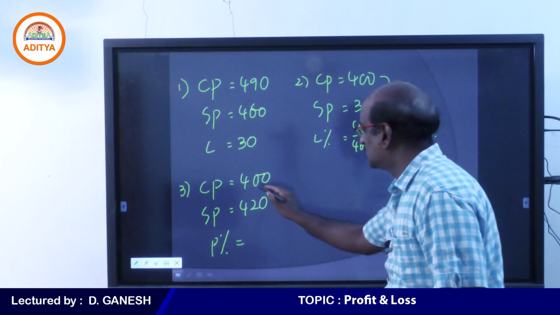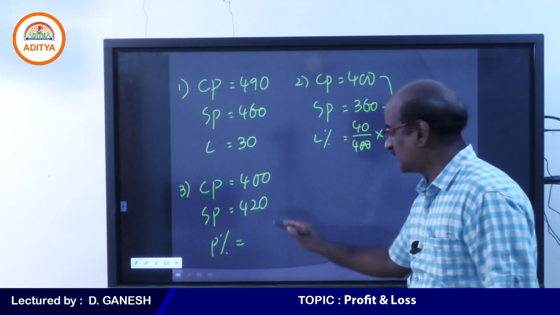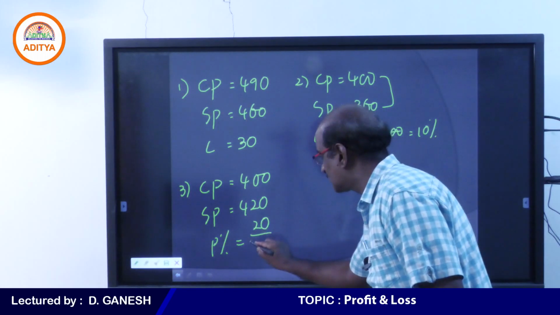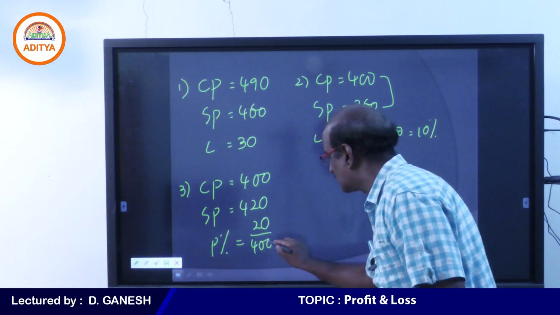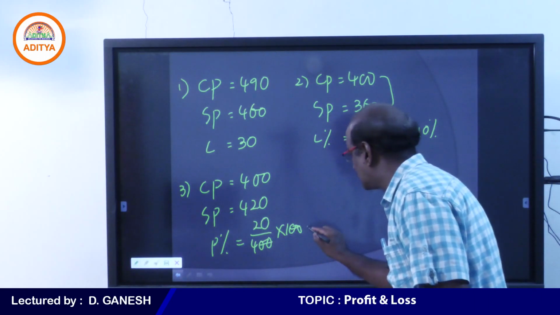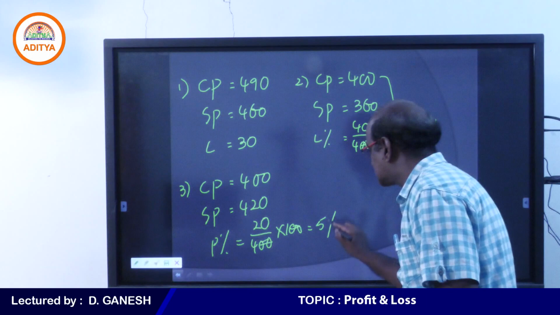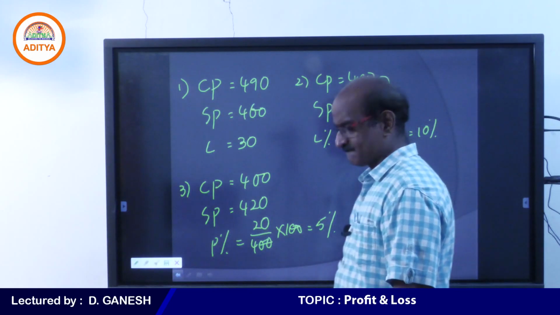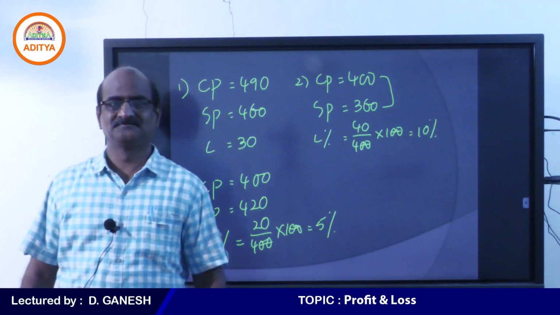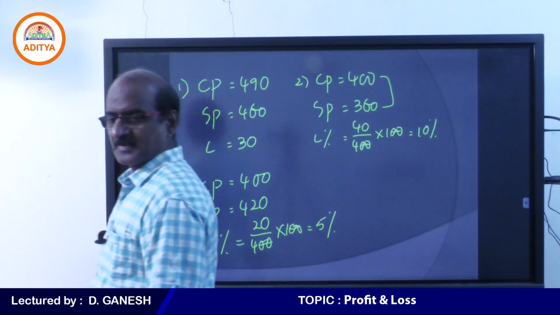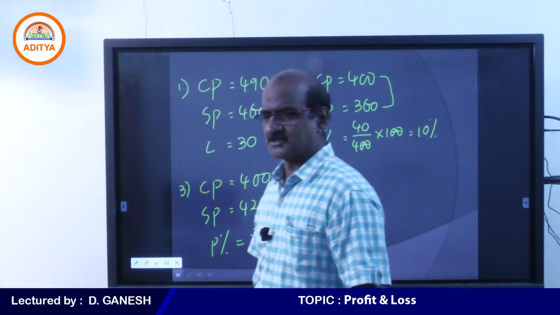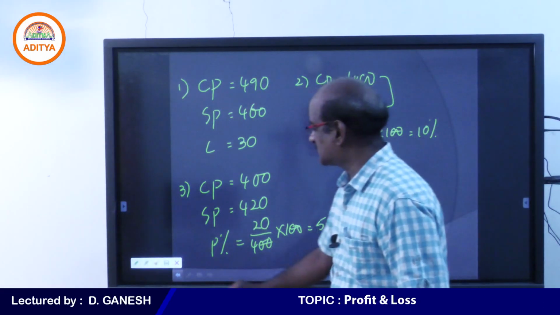Question number 3. You bought it for 400, sold for 420, there is a profit of 20. You need to compare 20 with 400. So when it comes to percentages, my dear students, you need to cancel, and hence your answer is 5%. I think there is no confusion. Get it? Because the concept is so simple. It all depends on just percentage calculations. There is nothing we can discuss.